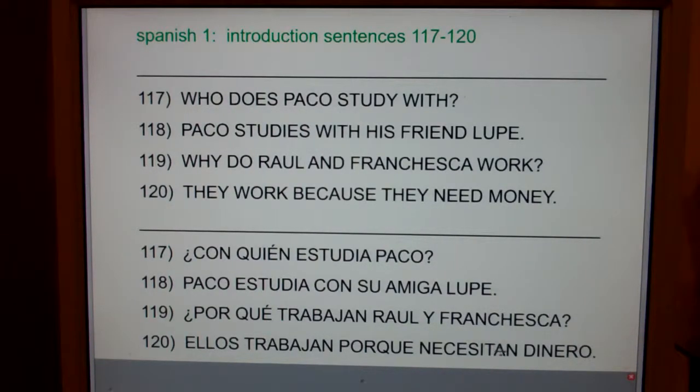How are we going to remember that dinero is money? Well, dinner costs a lot of money. Or, you guys have heard of the actor Robert De Niro? Well, Robert De Niro earns a lot of money. That's Spanish 1, introduction sentences 117 through 120.